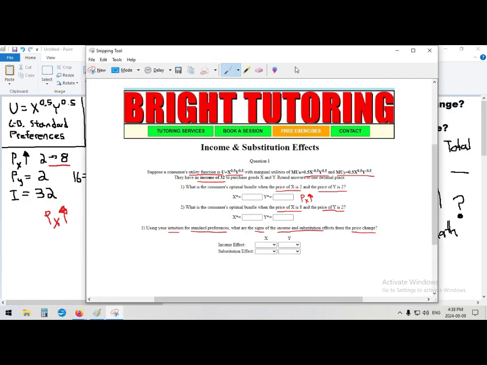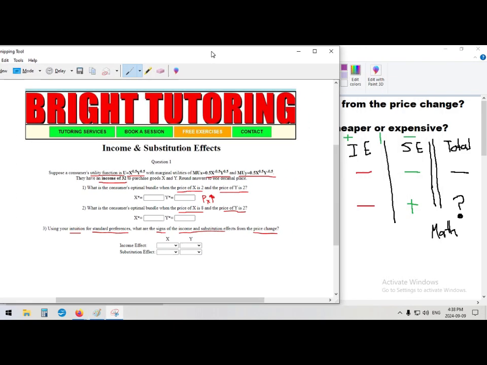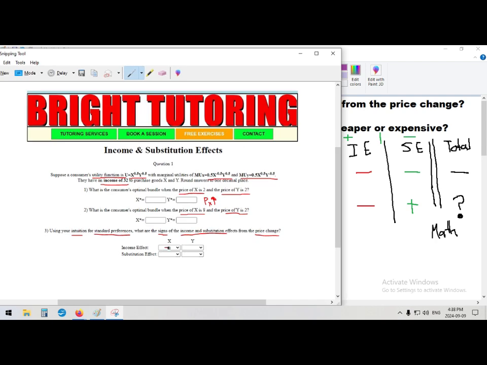So here what we have at the end of the day is our income effect is negative for both goods. For x, the substitution effect is negative, and for y, it's positive. And in the next video coming up, I'll show you how to calculate these, and then we can figure out that question mark over here. But for now, that's how you do that question.